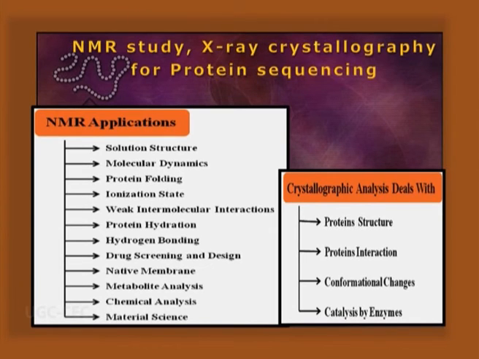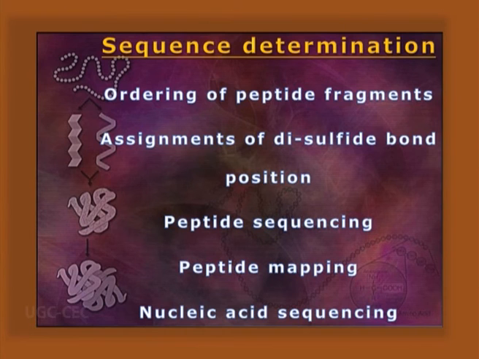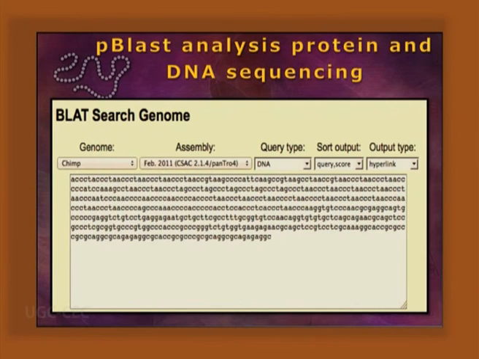Protein sequencing or peptide sequencing. So, NMR study, X-ray crystallography, there are so many studies by which a peptide can be sequenced. Peptide mapping can be done, as well as nucleic acid sequencing can also help us to know. There are several software programs, like BLAST, which can correlate the protein sequence, similar sequences, with the nucleic acid sequence as well.